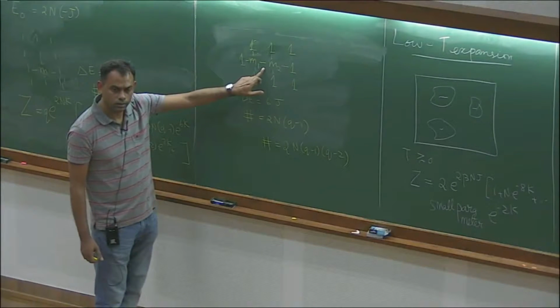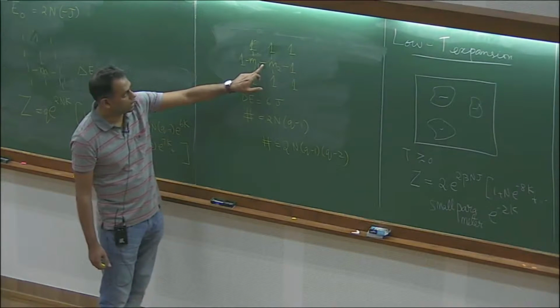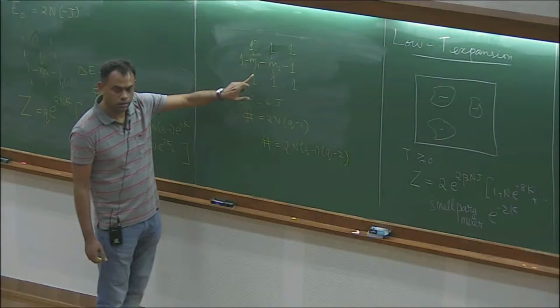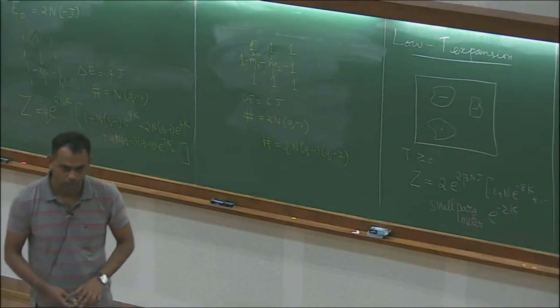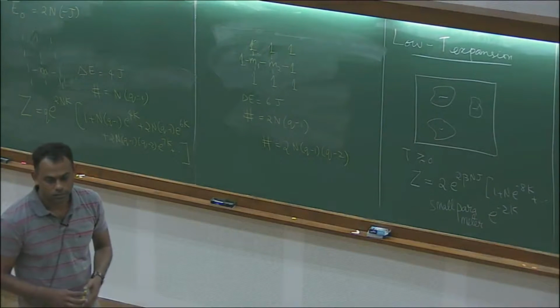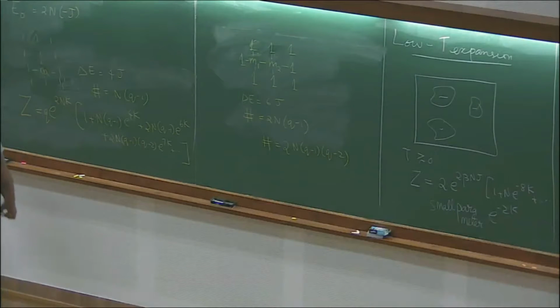So there is one unmatched bond here. No, J. In the Potts model, every bond costs J. Yeah, but since the Hamiltonian of this form is either minus J or 0. In the Ising model, it is minus J or plus J, therefore the 2J.